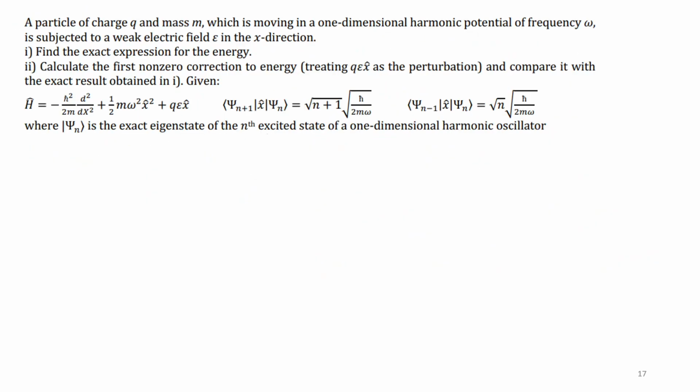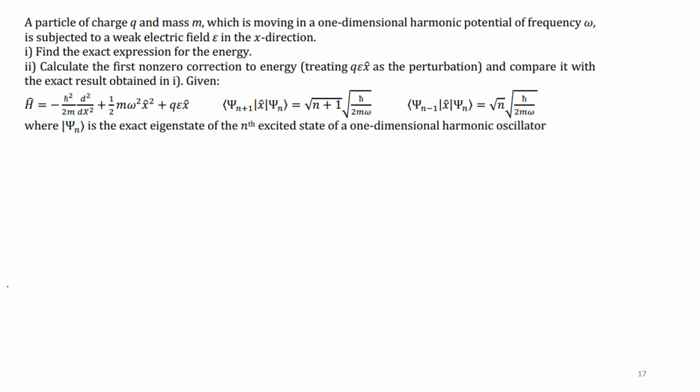That is a particle of charge, again a perturbation theory problem, and you will find it inside the examples of the JTL book. A particle of charge q and mass m, which is moving in a one-dimensional harmonic potential of frequency omega, is subjected to a weak electric field epsilon in the x direction. We need to find the exact expression for the energy.